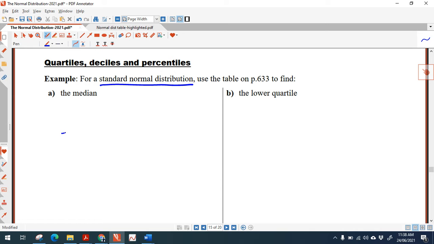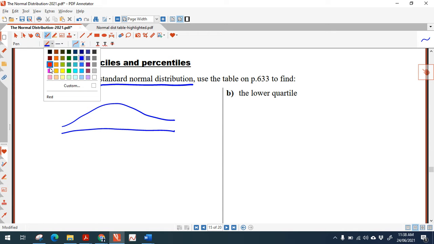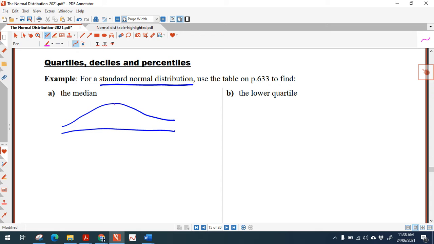Now remember, for my standard normal distribution, which goes something like this, my drawing is not so easy to get straight lines, but I'll do my best. We know that the median and the mean are equal. So if I'm finding the median, then I'm also finding the mean. On a z distribution, we set the z-score to be 0 for the median and also the mean.